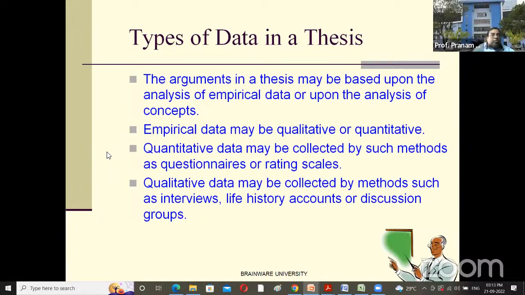Then type of data in a thesis. The arguments in a thesis may be based upon the analysis of empirical data or upon the analysis of concepts. Empirical data may be qualitative or quantitative. Quantitative data may be collected by such methods as questionnaires or rating scales. Qualitative data may be collected by methods such as interviews, life history accounts, or discussion groups.